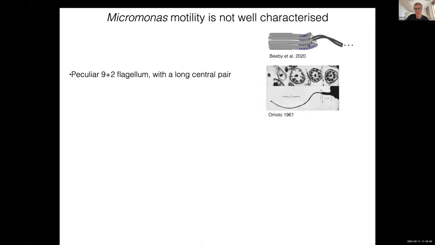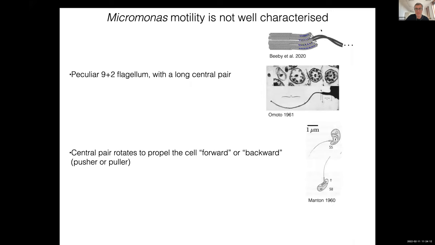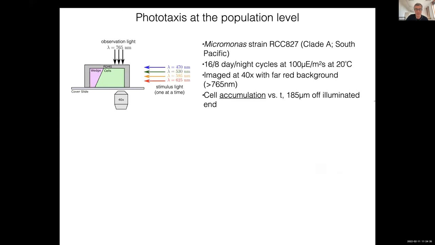So it has a normal 9+2 flagellum at the base, but then it has a central pair that elongates quite a lot, several microns. And this can be rotated by the activity of the flagellum at the base, in order to move either clockwise or counterclockwise, and this essentially propels the cell forward or backward. In a sense, it can be both a pusher and a puller. Strong phototaxis was reported in the 60s in a paper by Mantle and Park, and that's pretty much it. That's what we know about its phototaxis.